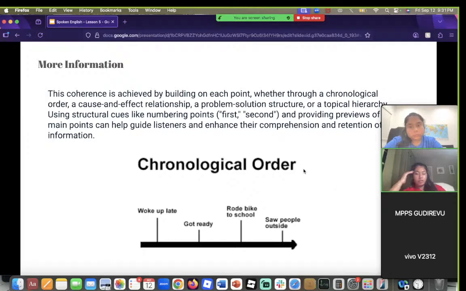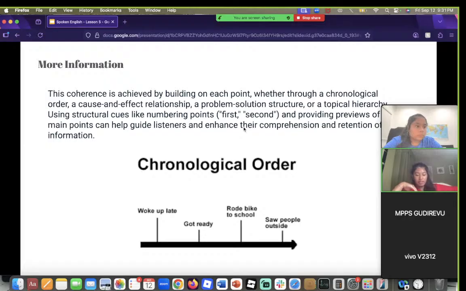So here's a little bit more information. The coherence, or the togetherness, is achieved by building on each point in a chronological structure, whether through chronological order, a cause and effect relationship, a problem solution structure, or a topical hierarchy, which is just an order of like most powerful to least powerful. And using structural cues like numbering points such as first and second, and providing previews of your main points can help guide listeners and enhance their comprehension and retention of the information.